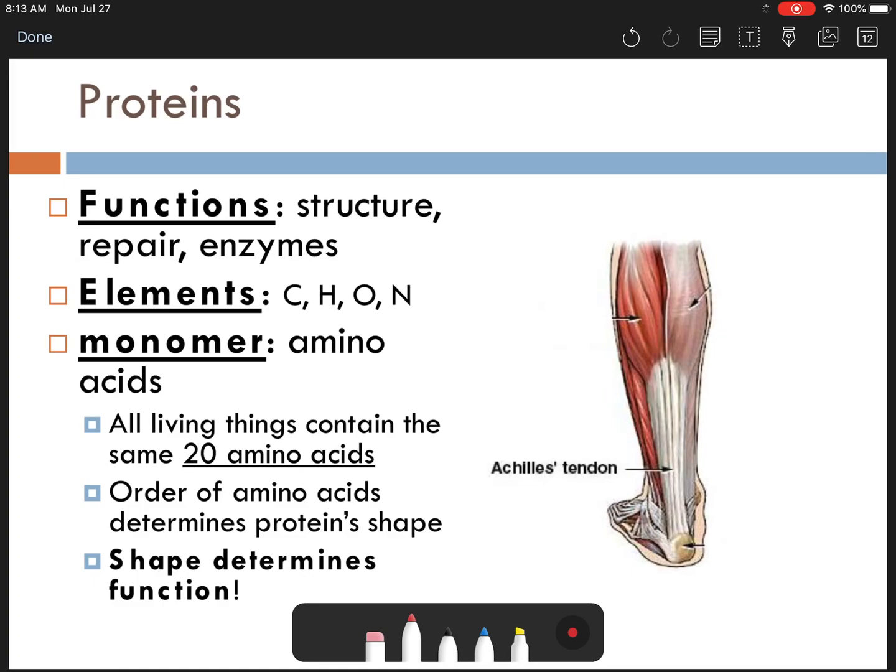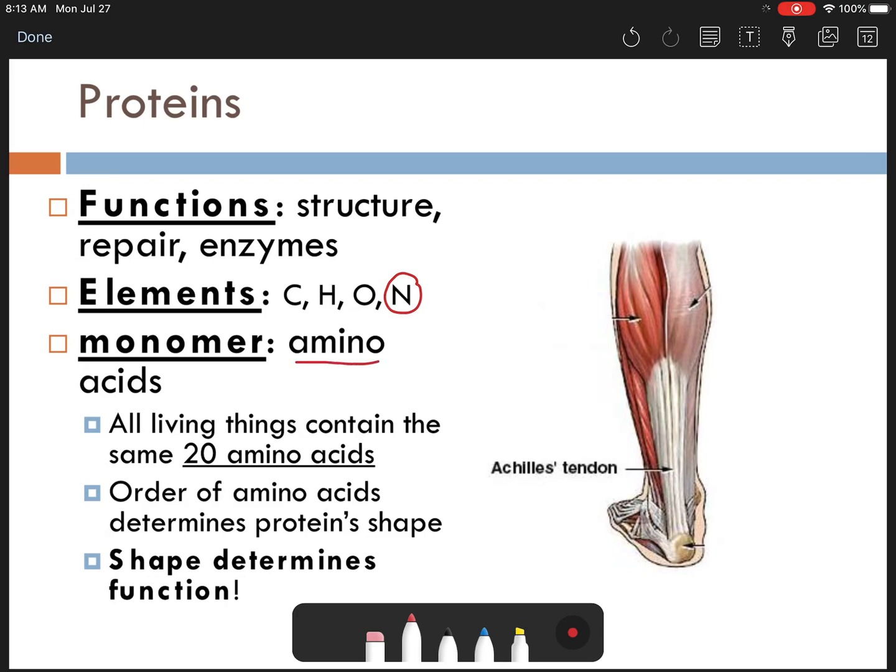Now, something you should notice, if you think back, both the lipids and the carbohydrates had for their elements CHO, carbon, hydrogen, oxygen. Proteins also have that carbon, hydrogen, oxygen, but now they have an N, which stands for nitrogen. So for proteins, we think of CHON. Lipids and carbohydrates are CHO, CHO. Now the proteins are CHON.